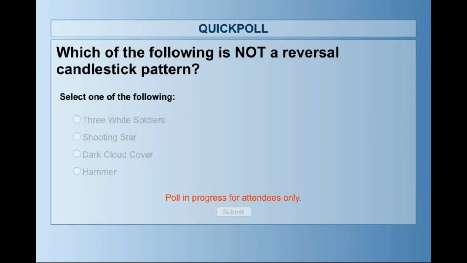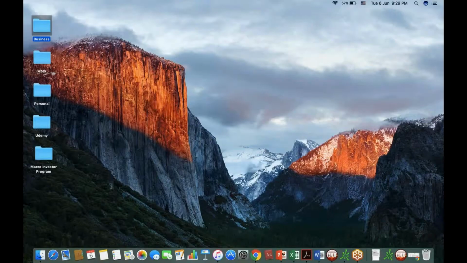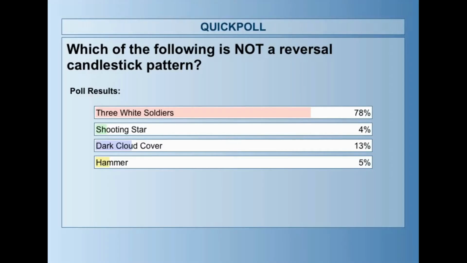Okay, now I see that almost 80% of you have voted, and I would like to close the poll and share with you the results. Now 78% of you have voted that three white soldiers is not a reversal candlestick pattern. Shooting star 4%, dark cloud cover is 13%, 5% is hammer. So the answer is three white soldiers is not a reversal candlestick pattern. Almost 80% of you got it right.